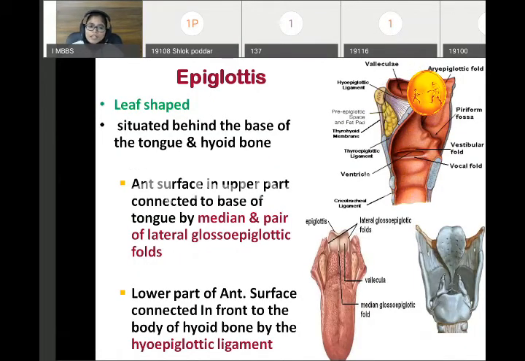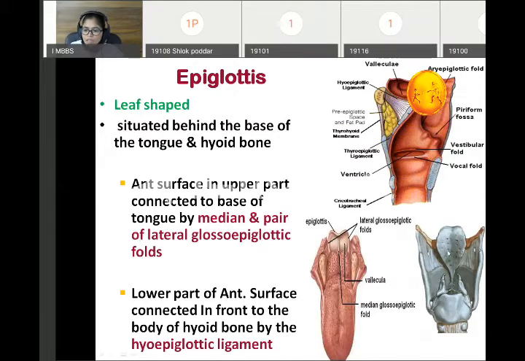Now the next cartilage is the epiglottis. The epiglottis is a leaf-shaped cartilage. You can see in this diagram, this one, this is the epiglottis. This is the posterior view of the larynx. Here you can see the complete leaf-shaped cartilage.